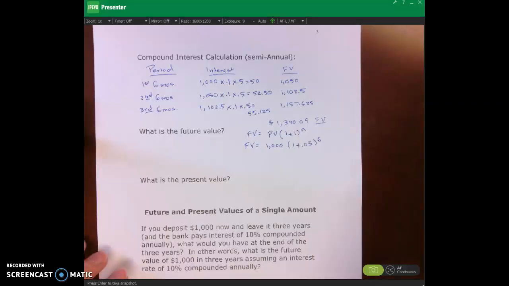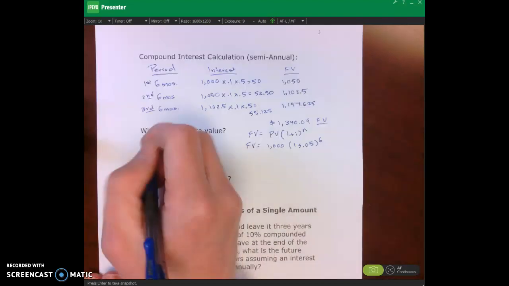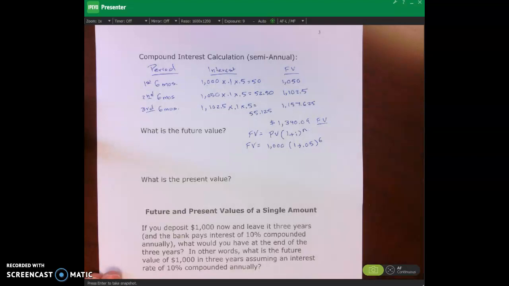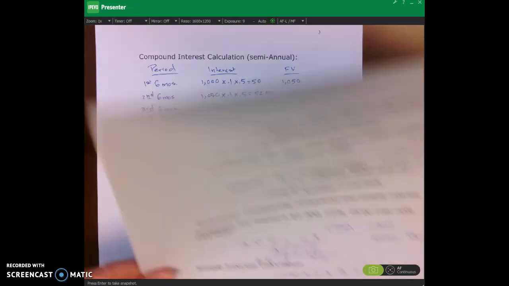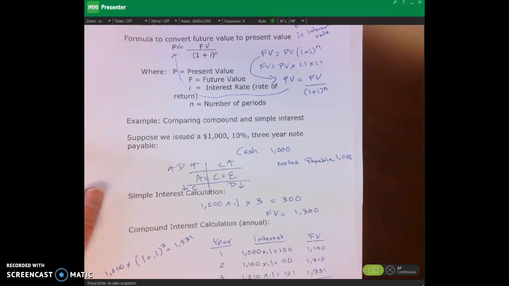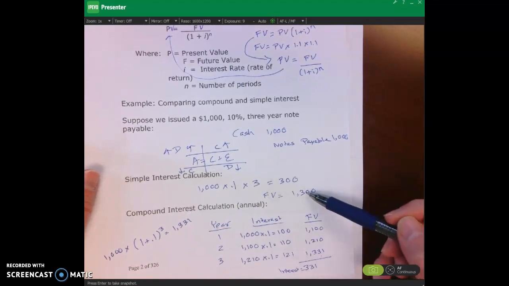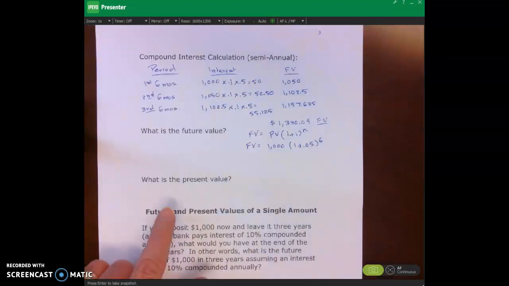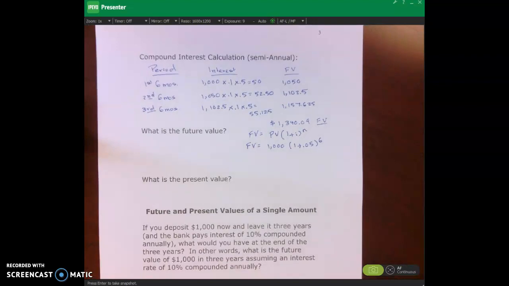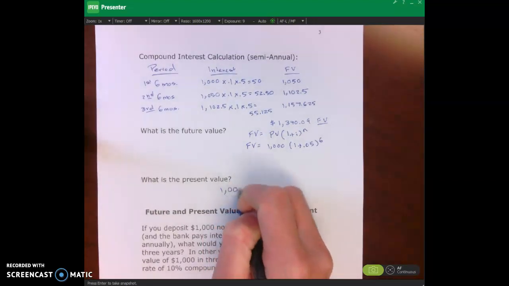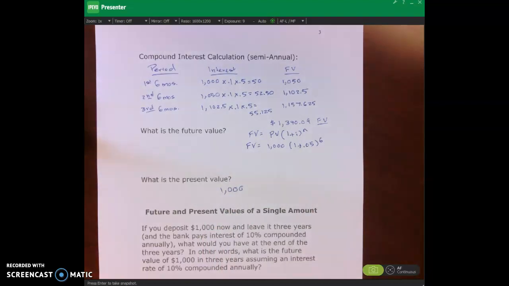Okay? So when we answer these questions, what is the future value? Well, it's 1,340.09 when we're looking at semi-annual compounding. But with annual compounding, it was 1,331. With simple interest, it was 1,300. In terms of what is the present value, it's the $1,000. Okay? The $1,000 principal of the note payable.